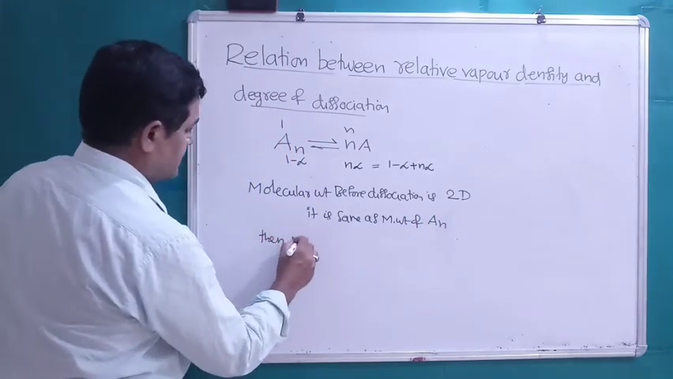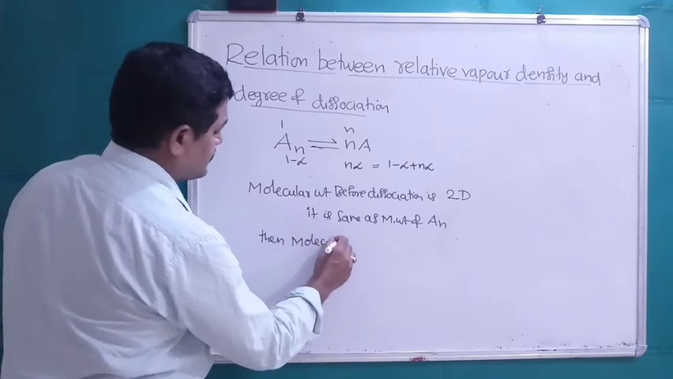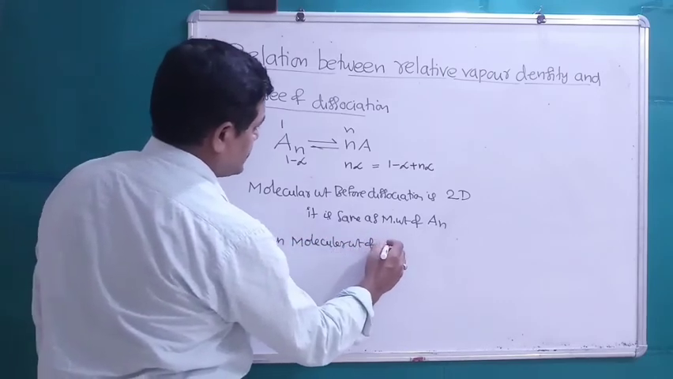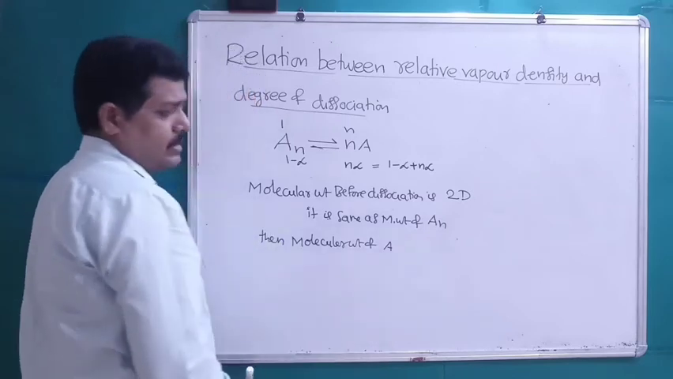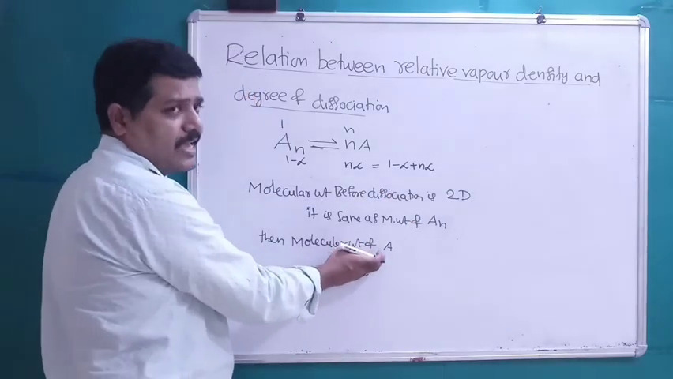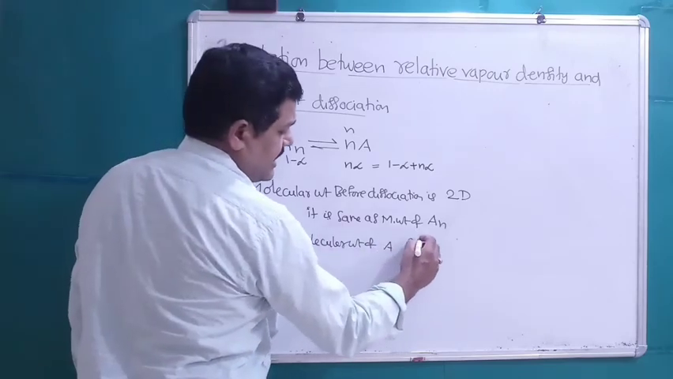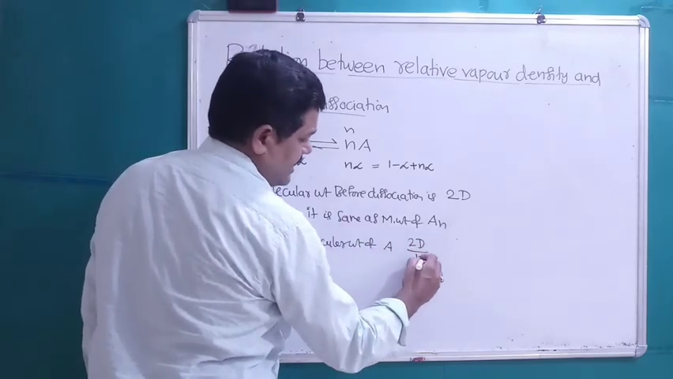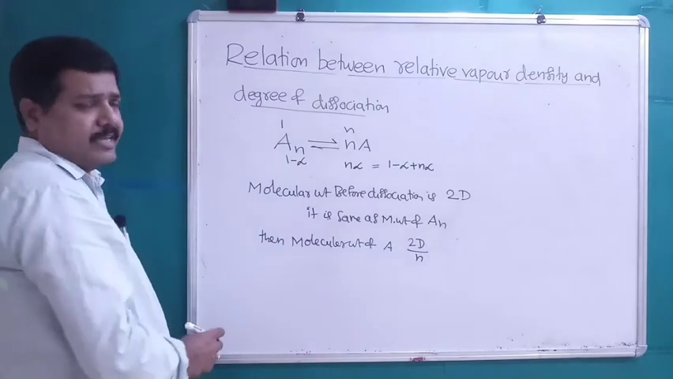Then the molecular weight of AN is 2D. Then what is the molecular weight of A? That is 2D by n. 2D by n is the molecular weight of A.